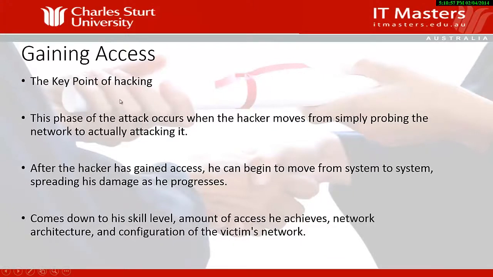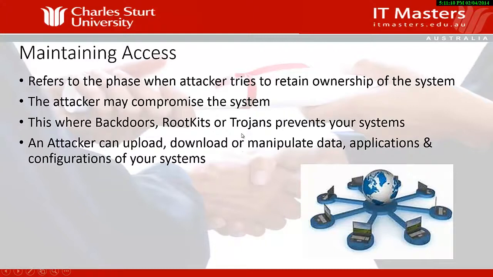The third pass is gaining access. This is the key point for hacking. This pass is where the attack occurs. So the hacker will try to gain access in this pass. If they gain access, then they will own the system. As soon as they own the system, they will try to plant trojans, open backdoors, try to reach other systems, upload, download, manipulate data, applications, so they basically reach the target and they own the system.